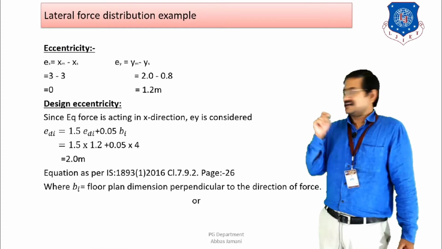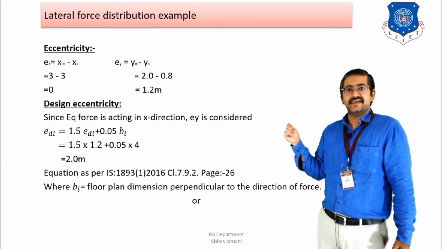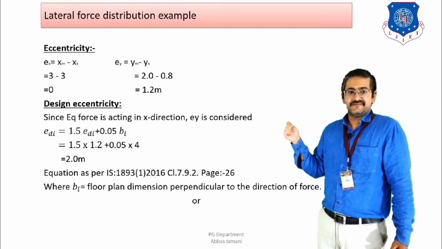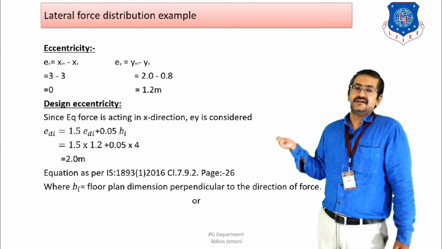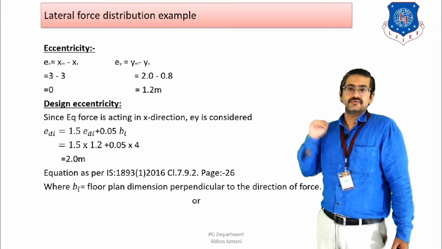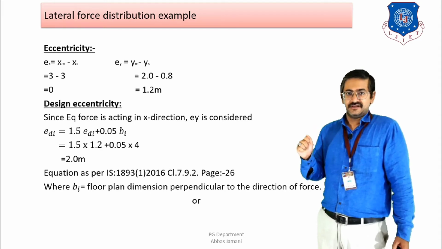Right. So if we come back to this, then EDI is equal to 1.5 ESI plus 0.05 BI. Then we substitute the values of ESI and BI, and then we get the value of the eccentricity, that is EDI is equal to 2. Right. So that is the first criterion.